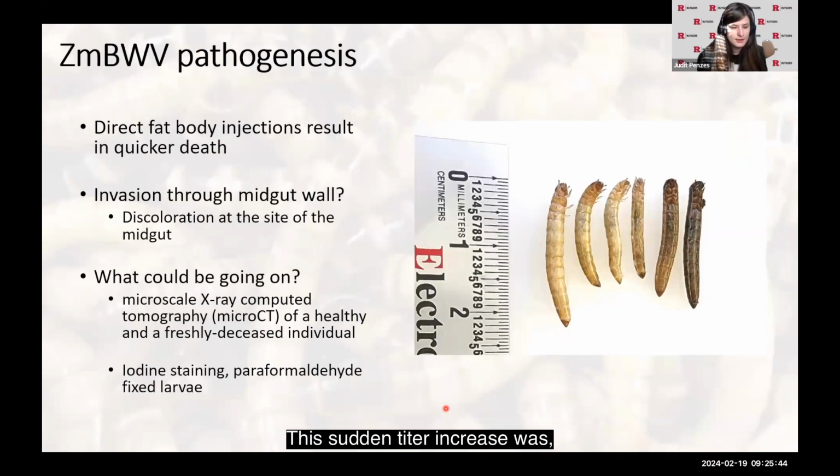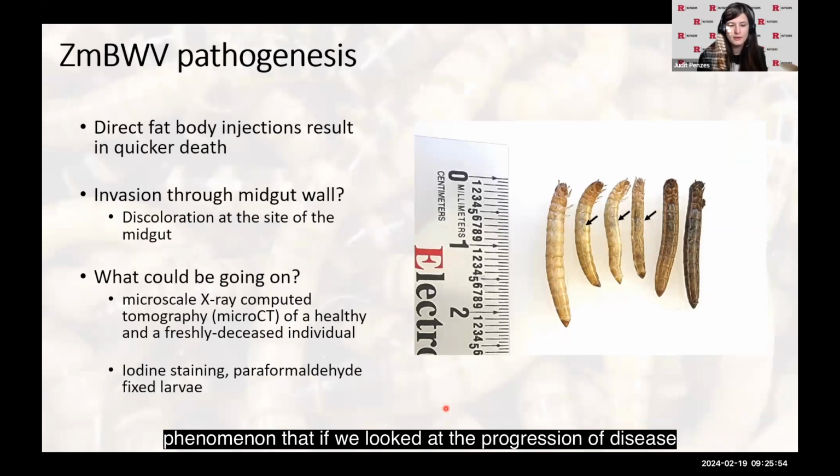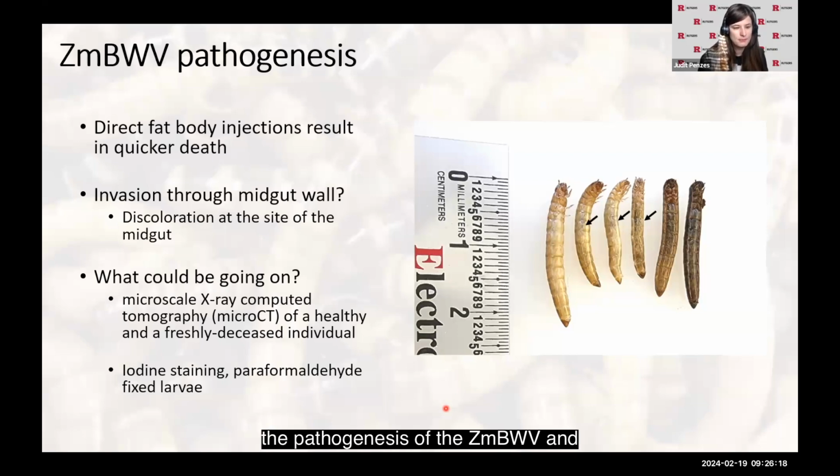This sudden titer increase was, however, really intriguing us, as well as another phenomenon. If we looked at the progression of disease in these larvae, we saw that there was an area in the abdomen which showed a gradual discoloration until the entire body of the animal blackened eventually, but this area corresponded with where the midgut is located in the animal's body. So what could be the midgut's role in the pathogenesis of CMBWV?